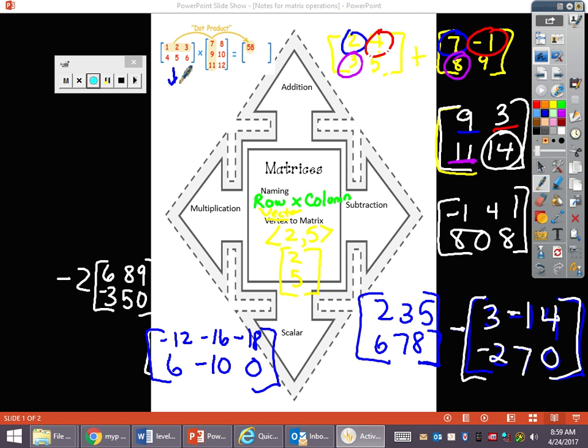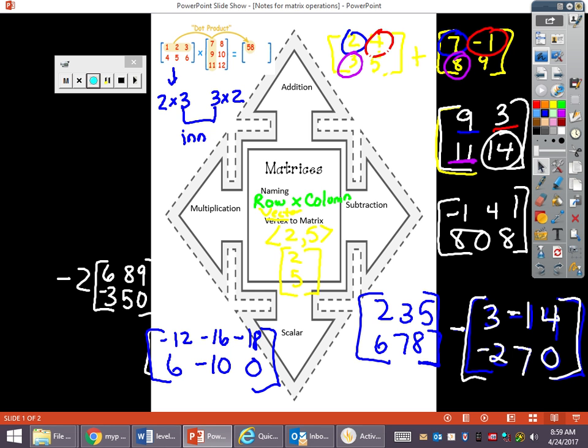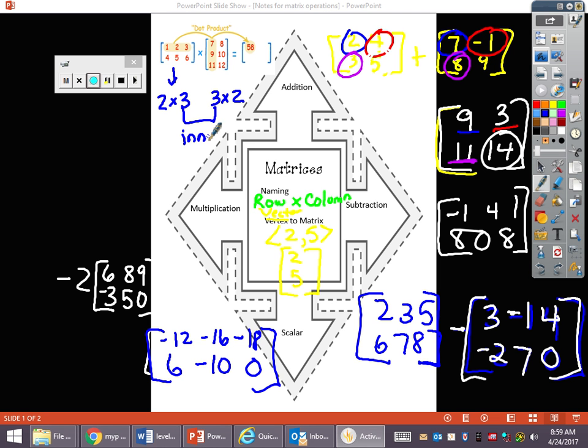All right, for multiplication there is a rule. So what is the name of that matrix there? Which one is it? It is a 2 by 3, row by column. Rows go east-west, columns go north-south. What is the dimension of this one here? 3 by 2. In order to multiply, the inner must match. In order to multiply, the inner must match. The outer is my final dimension.